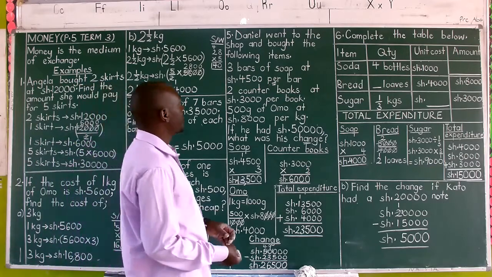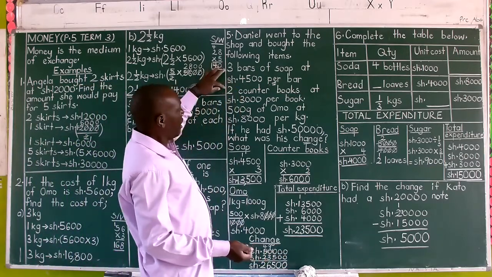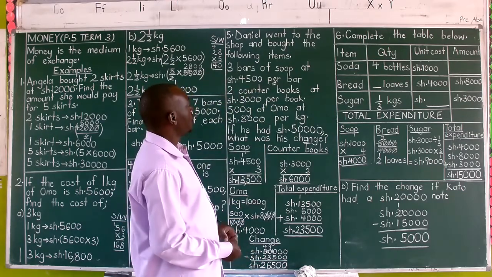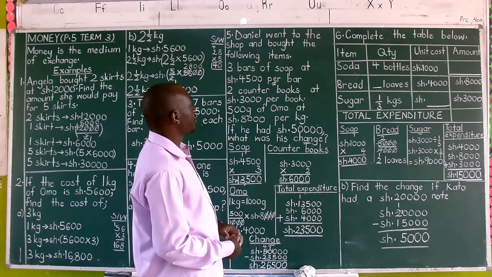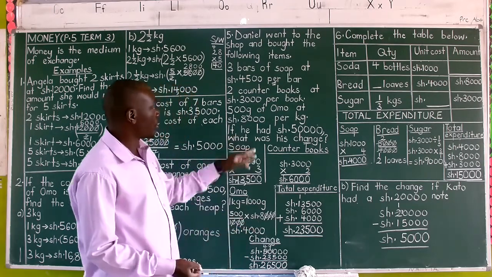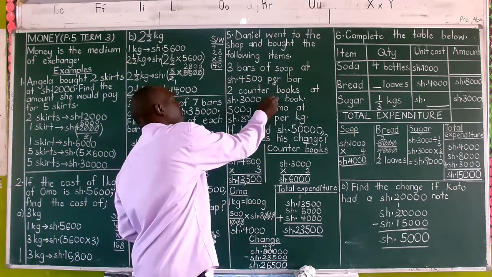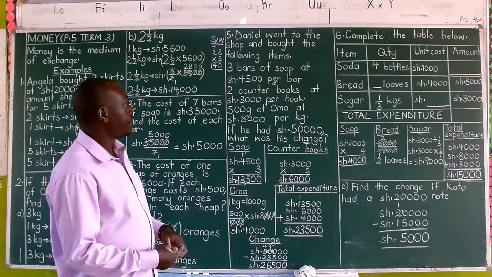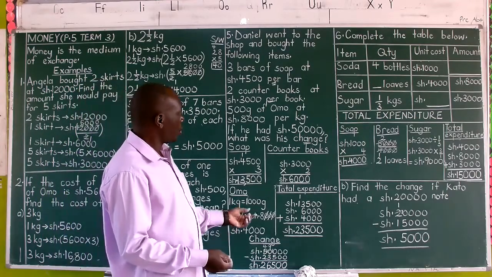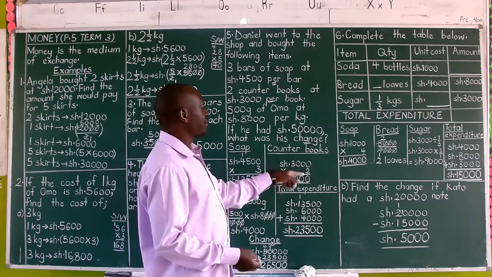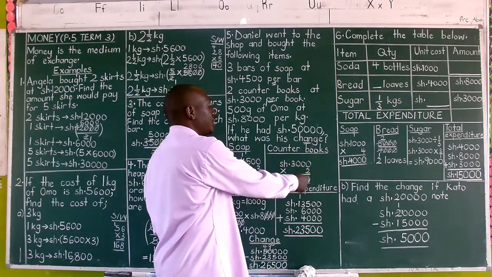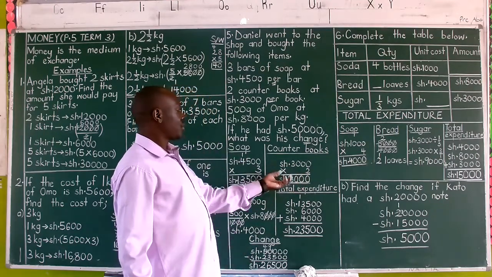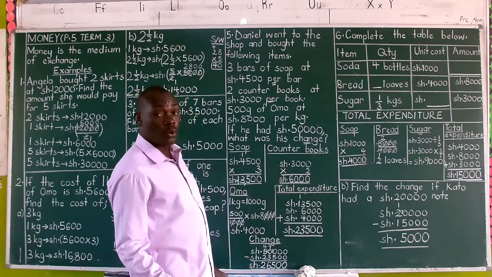Then we look at another item and see 2 counter books at 3,000 shillings per book. Because of the word per, still we multiply 3,000 by 2 to get the amount of money this Daniel paid for only counter books. So write counter books, that is 3,000 shillings times 2. Multiply 2 times 0 is 0, 0, 0, and 2 times 3 gets 6. So Daniel paid 6,000 shillings for the 2 counter books.